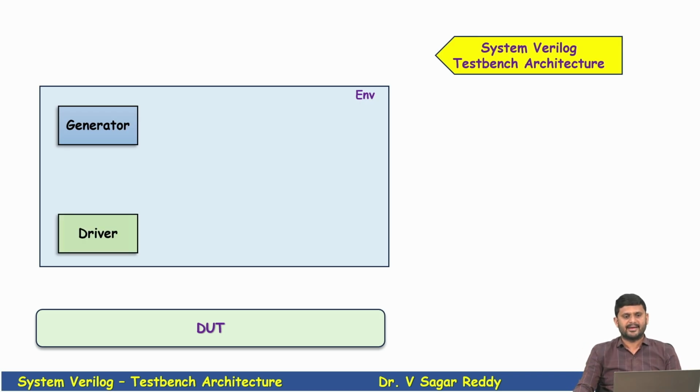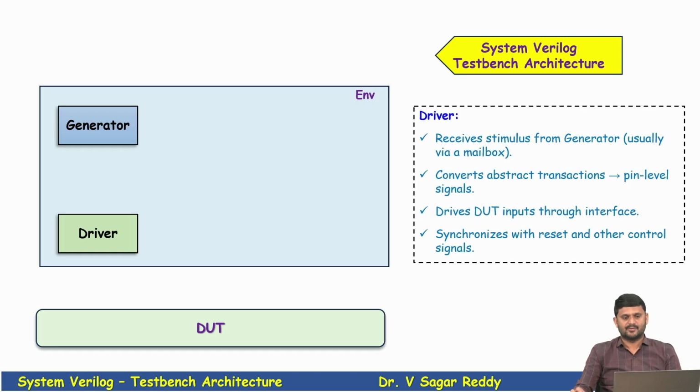Coming to the driver. The next component is the driver, and this is where the test bench starts talking directly to the DUT. The driver sits just below the generator, and it has four key responsibilities. The first one is that it receives the transaction from the generator, typically through a mailbox. It picks up those high-level transaction objects and gets ready to execute them. Second, it converts that abstract transaction into pin-level signals. This is the critical translation step. If the transaction says write some data to a particular location, the driver knows exactly which signals to toggle, in what order, and at what clock edge to make it happen on the DUT interface.